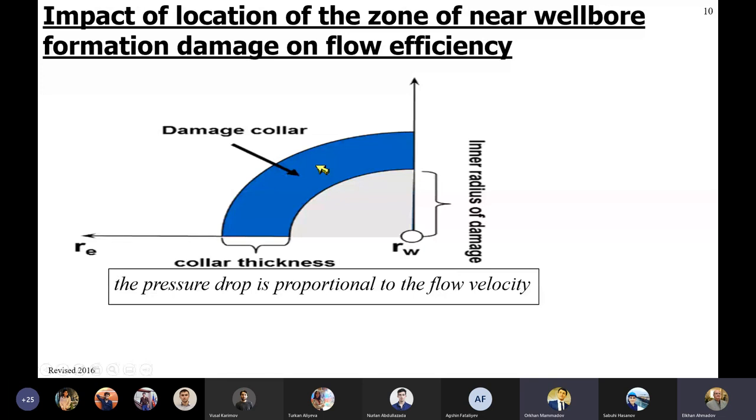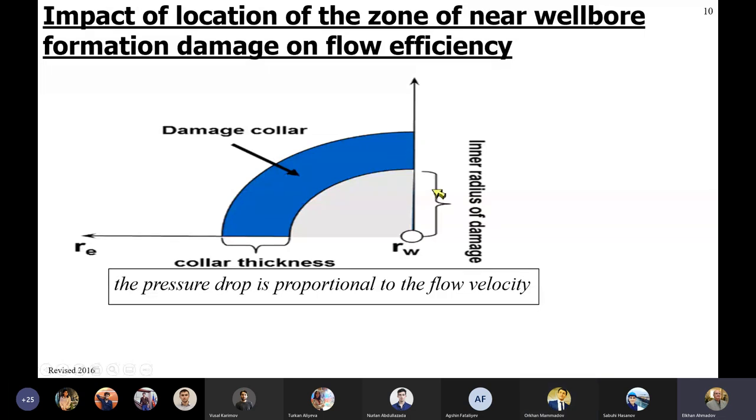No, actually, I confused damage collar with near wellbore damage. I misunderstood. So you mean another well, different wells' damage? That's what you mean? Just damage near to the wellbore for a specific well. So again, as I said, initially there is no possibility to have this damage collar from the beginning, because we can't have a clean zone around the wellbore and then a damage collar. So it is a result of... Okay, thanks. Thanks very much.